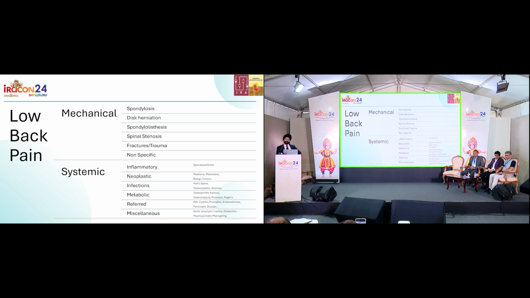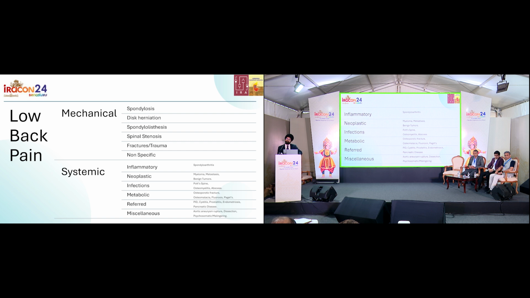Now low backache, as I said, can be mainly mechanical or systemic. Mechanical can be spondylosis, disc herniation, spondylolisthesis, spinal stenosis, fractures, and non-specific. I'll go into a little bit of detail about each of these. And systemic can be either inflammatory, neoplastic, infection. There are examples of each of them in front of you. Metabolic, for example, osteoporotic fracture.